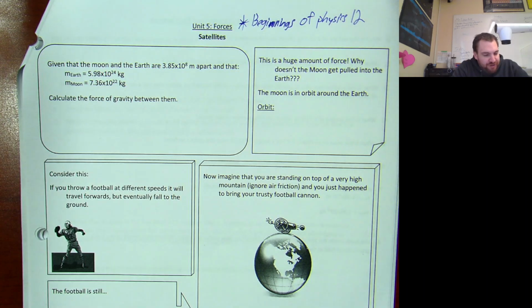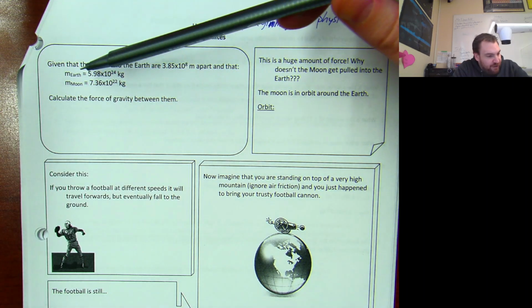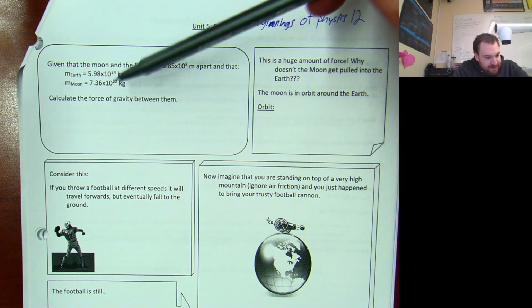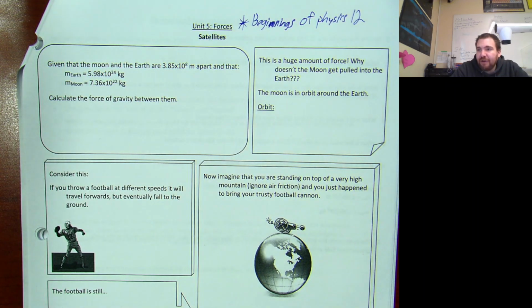Given that the Earth and the Moon, the value that we're going to use here is 3.85 times 10 to the 8 meters apart, and that the mass of the Earth is this, and the mass of the Moon is this, we want to calculate the force of gravity between those two objects.